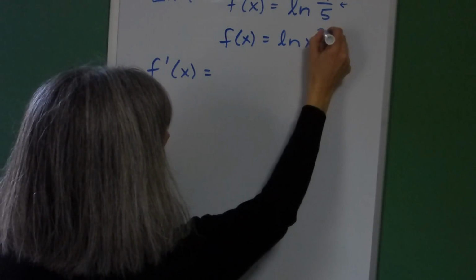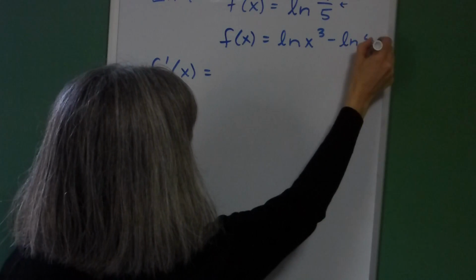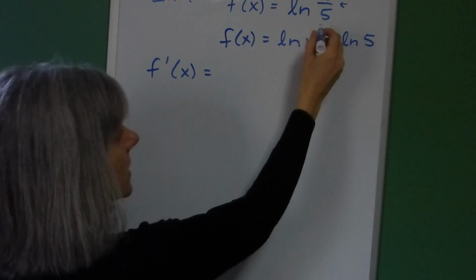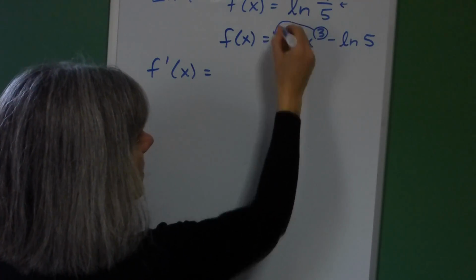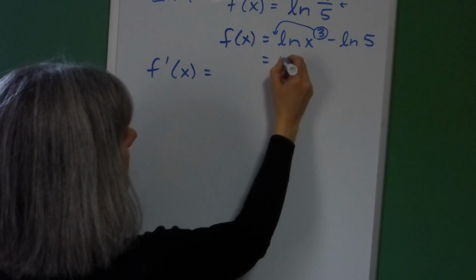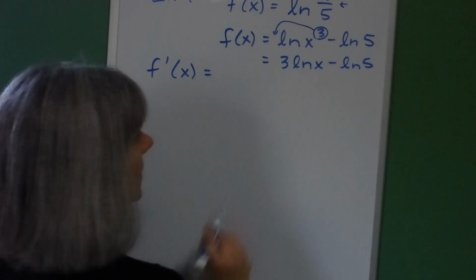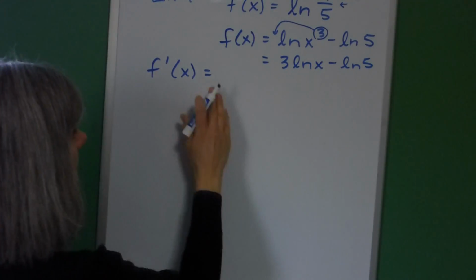Ln x cubed minus ln 5. Are we down to plain ln x yet? Nope, I had ln x cubed. So again, I'm going to take this cubed, pull it down in front. So I'll get 3 ln x minus ln 5. Okay, now I'm ready to do the derivative.